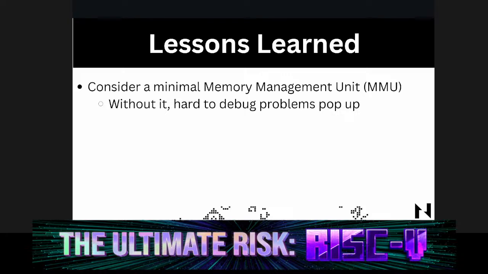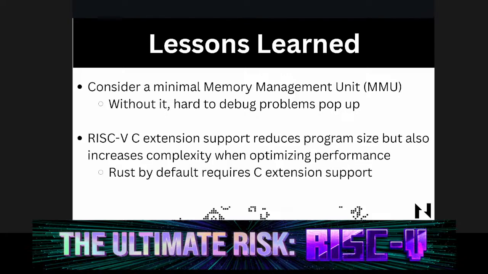Also, consider a minimal memory management unit. Without it, unexpected problems that are hard to debug could pop up. And one last detail, support for the C extension increases or decreases overall program size, but increases complexity when you're optimizing for performance. However, Rust by default requires C extension support. So it seems like you need Rust, but what are you going to do?